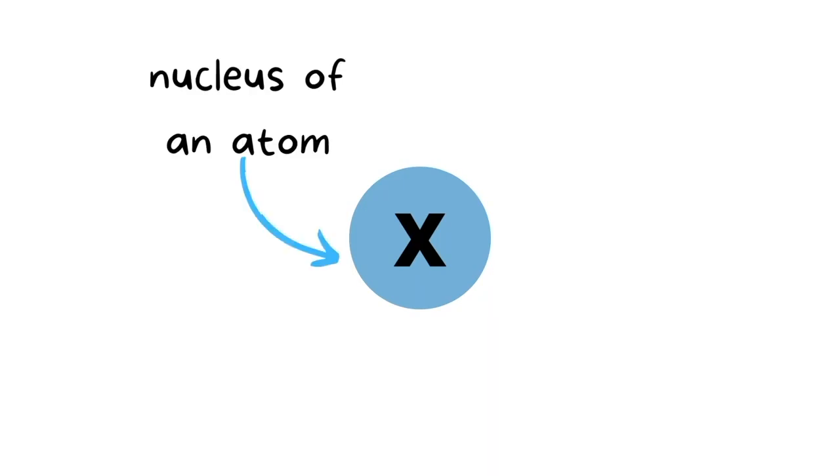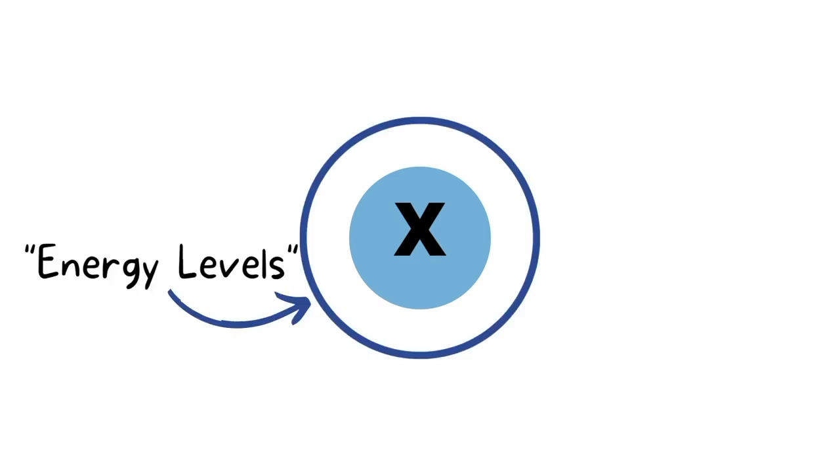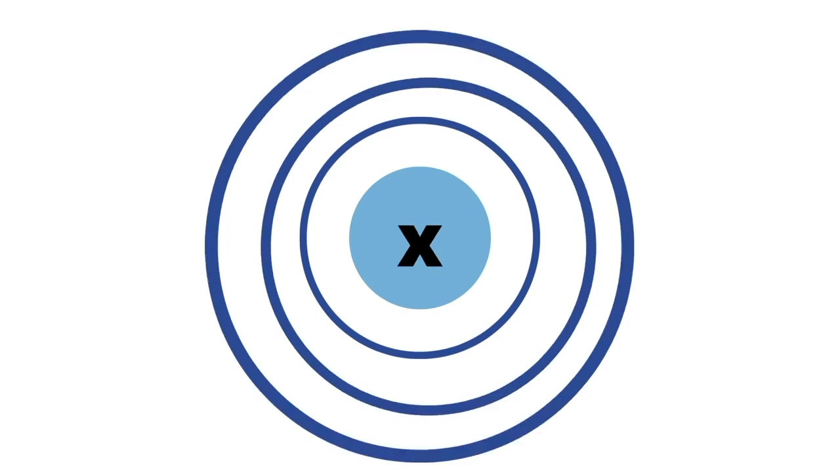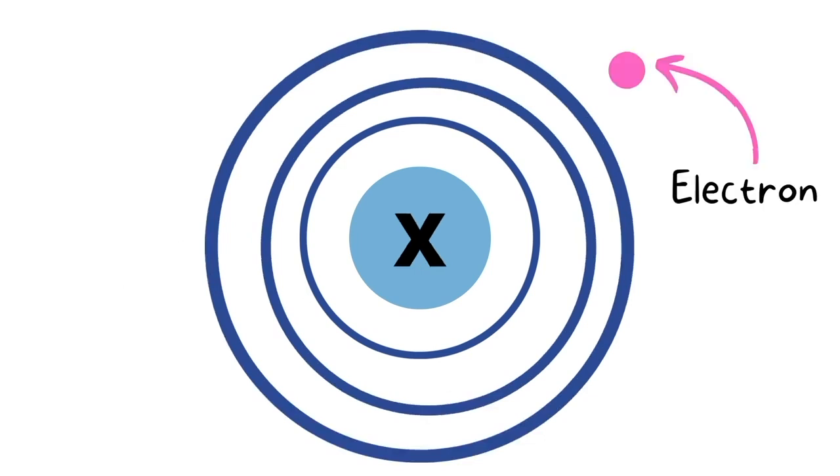The nucleus of an atom in the center, with X for now representing the element. Surrounding the nucleus, we represent the energy levels with these rings. Here we have 3 rings, so we would say that this atom has 3 energy levels. We also have electrons. These electrons hang out around these energy levels.